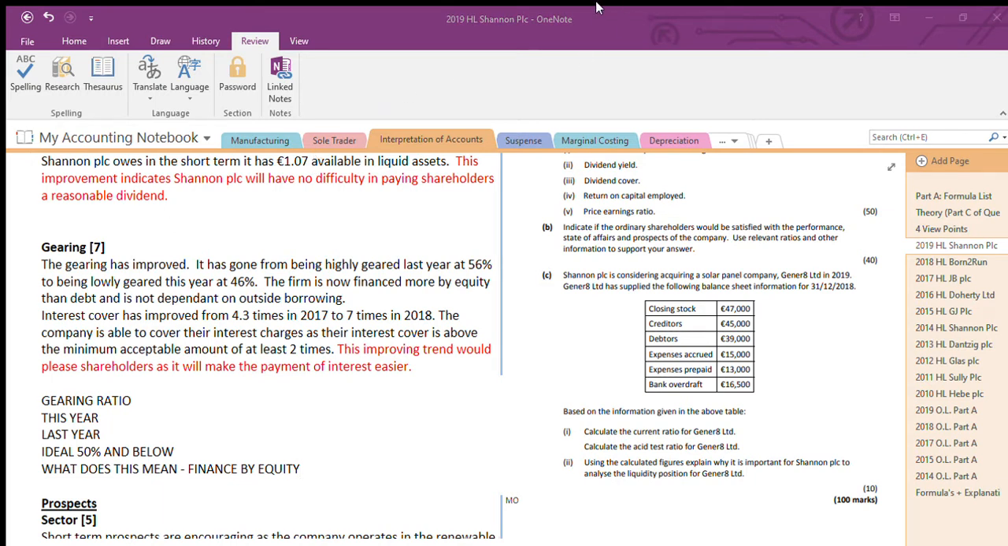Okay, so again, all I've done here is I'm talking about gearing ratio. This year, last year, it's below the ideal ratio. What does this mean? It's financed more by equity than debt. Okay, so that's the top part. The bottom part is interest cover. So interest cover is the second one you talk about for gearing. So the interest cover last year, this year.